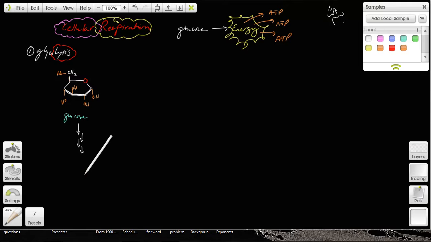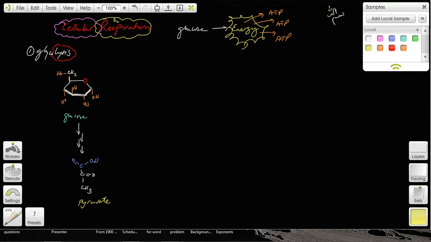Now, pyruvate looks like this. There's a carbon here, and a carbon here, and there's a 3 over here. There's an oxygen over here. And this carbon, I'm going to draw it out as a color-coded carbon. So this is an OH group over here. This is pyruvate.